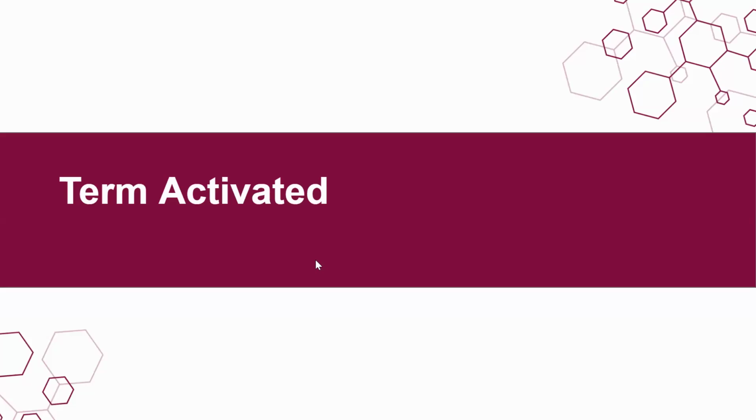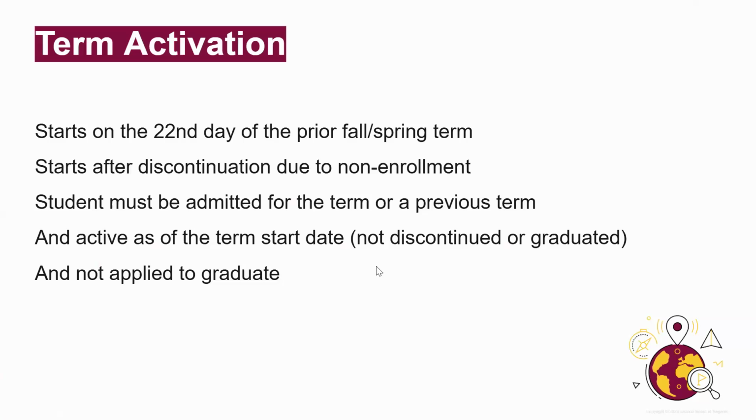Then after a certain point in time, we term activate. So to the registrar's office, describing a student as active versus term activated means something completely different. And I'll tell you why. Term activation starts on the 22nd day of the prior fall and spring term. We don't run term activation for the upcoming term until we've already discontinued student non-enrollment. I'll get into non-enrollment at the end because ideally we don't ever want that to happen. We want them to persist. We don't want them to ever fall out of the attendance cycle.